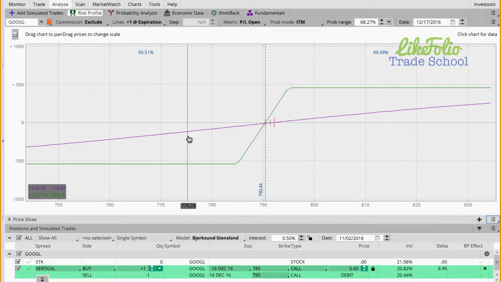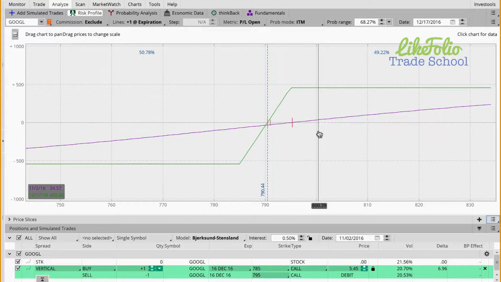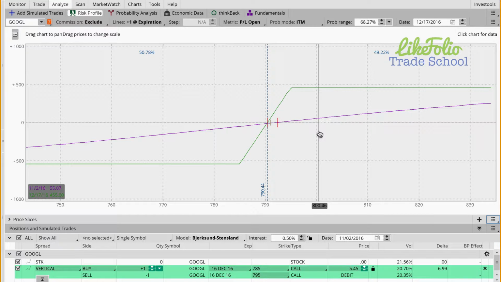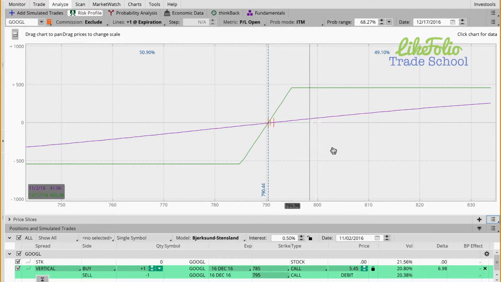The difference here is it's not as advantageous as the Netflix situation was. We're risking $545 to make $455. So risking $545 to make $455. That doesn't line up with our 50-50 probability of success. I would not say that this is nearly as advantageous as the Netflix trade. I would prefer the Netflix trade.